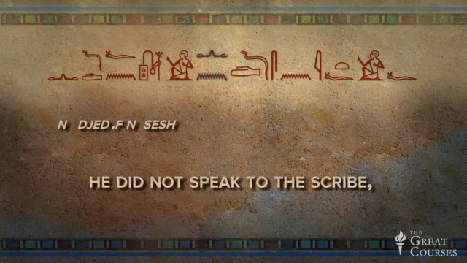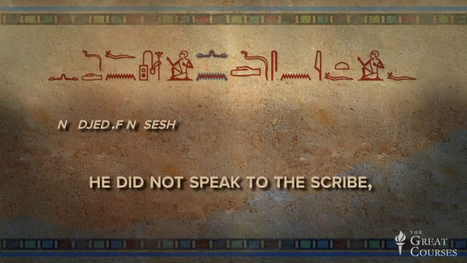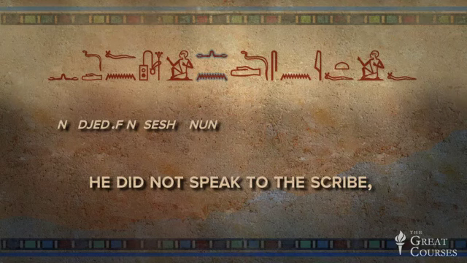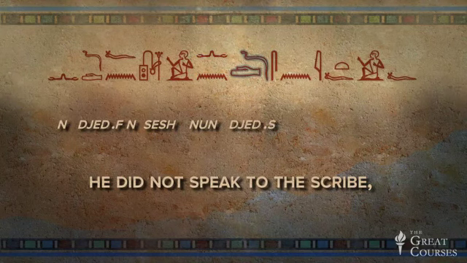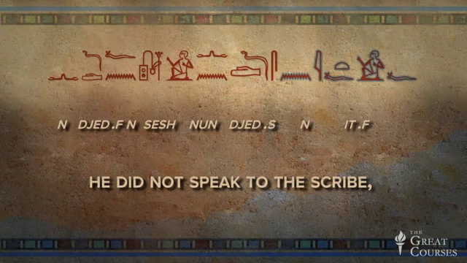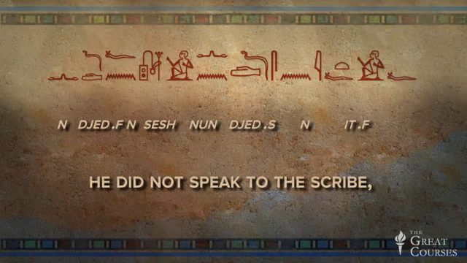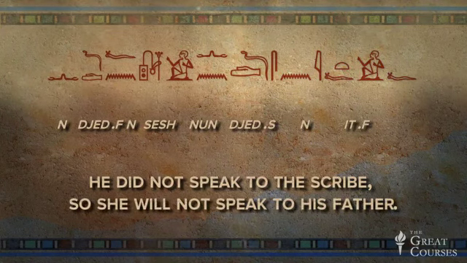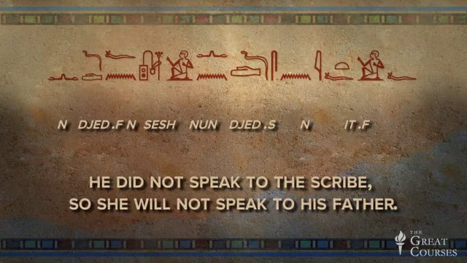Now comes the arms and water sign combination. That must be future. In the second part, you can see the folded cloth suffix, s, for she, after the verb to speak. She will not speak to his father. It's probably causal, so we could insert a "so." He did not speak to the scribe, so she will not speak to his father. Good.